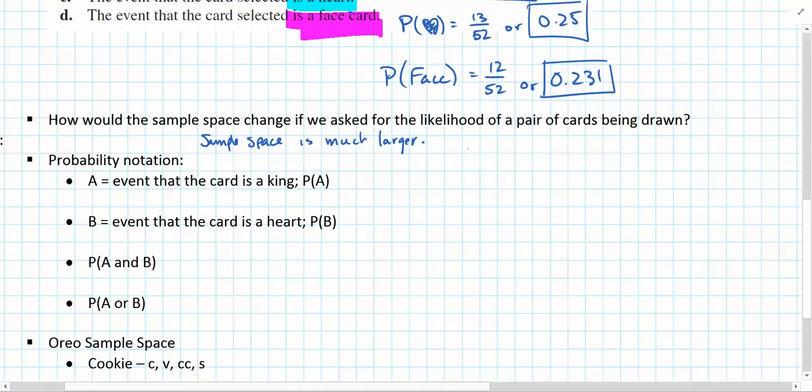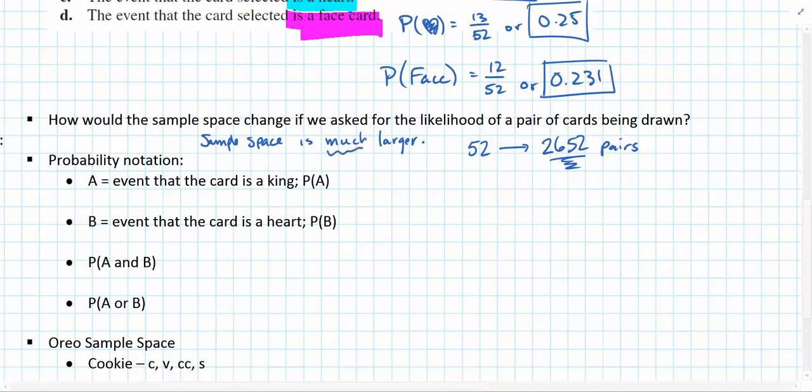In fact, the sample space goes from 52 individual cards, and it jumps up to a total of 2,652 pairs. There are 2,652 different pairs that you can create just from these 2 cards. So it gets much, much larger.